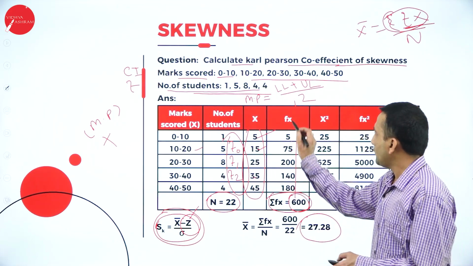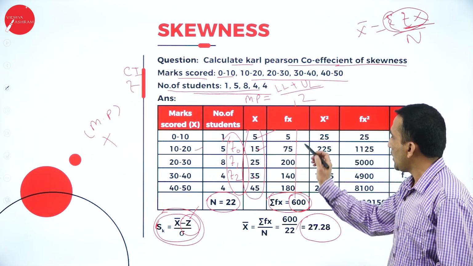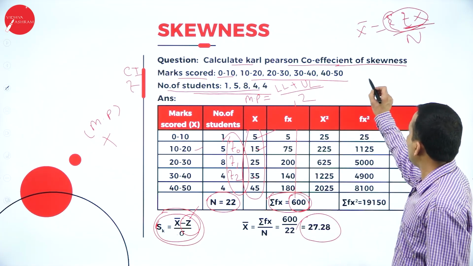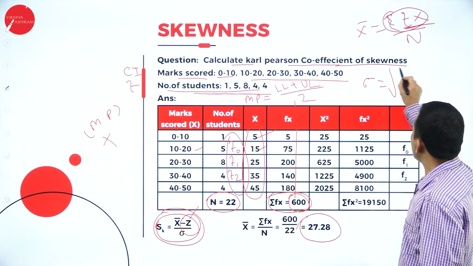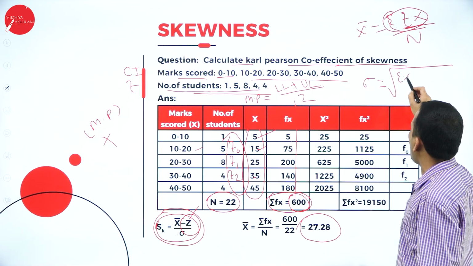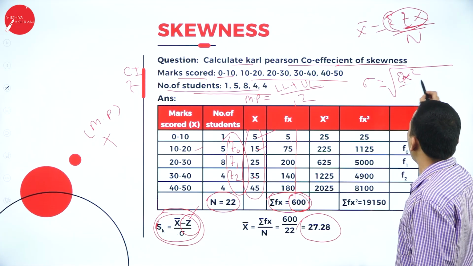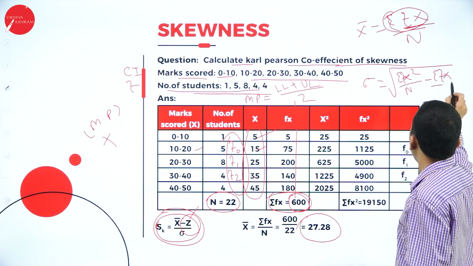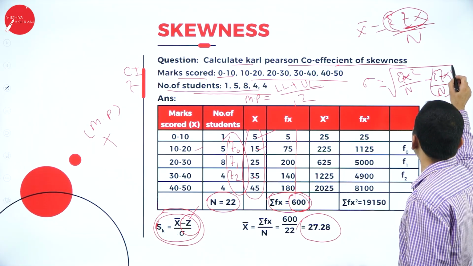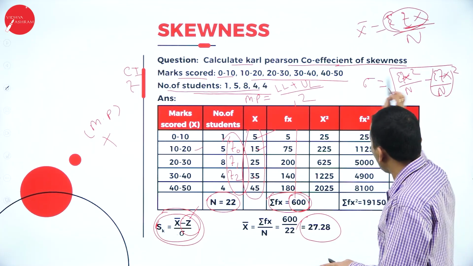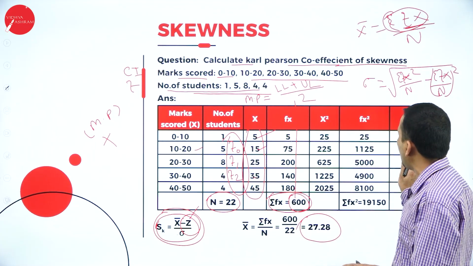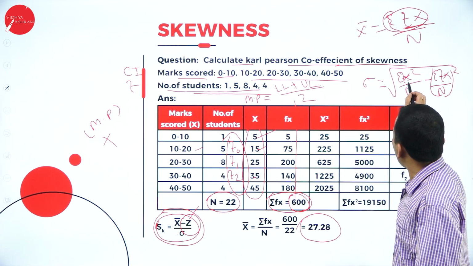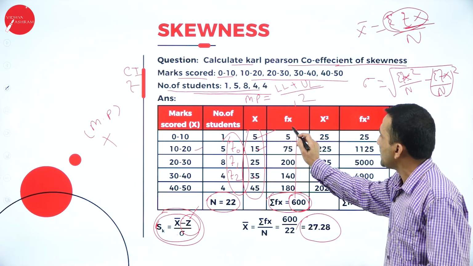Okay. Now, after getting this fx value, because in the formula we need to get the standard deviation. The standard deviation formula is the square root of sigma fx square divided by capital N minus sigma fx divided by capital N, whole squared. Because of the formula, only on that basis we are constructing the table. First we need to get the x square. How can we get the fx? Here already we have the fx.